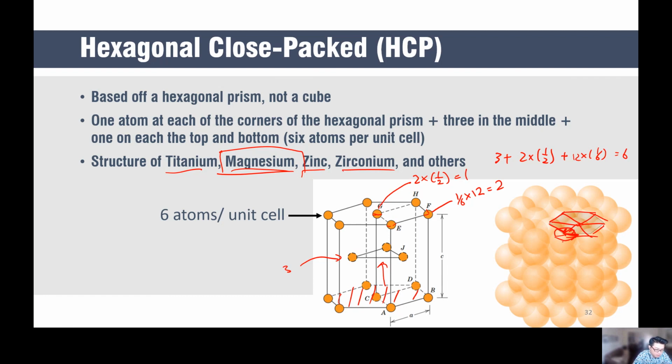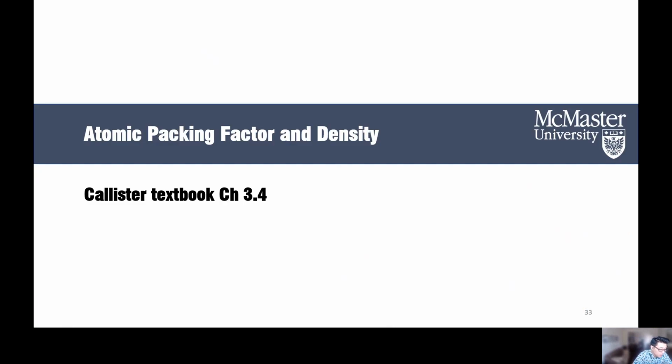So that's HCP. In the next video, we'll talk about how this crystal arrangement has an effect on density, which will be a very interesting topic. So thank you.